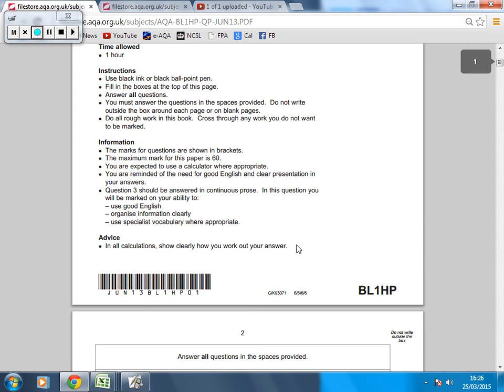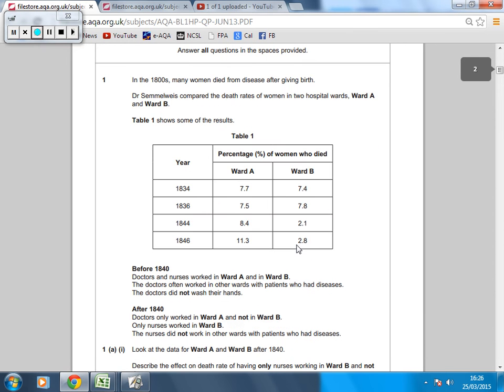So standard front cover, and then we're into the first couple of questions, which are the crossover questions between the foundation and the higher tier paper. So a classic Semmelweis style question, very common in B1 exam papers.